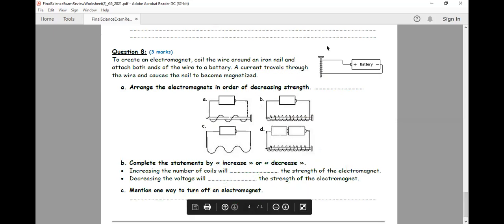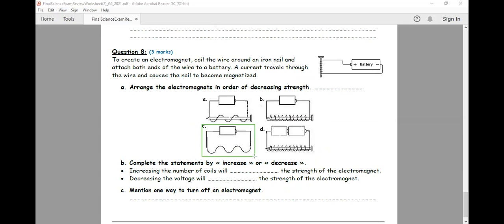We're talking about electromagnets. A wire is not a magnet unless you coil it and then connect it to a battery. It will turn into an electromagnet like we did in here. So in here we have an electromagnet. Arrange the electromagnets in order of decreasing strength, from the stronger electromagnet to the weaker electromagnet. Which one is the strongest one?